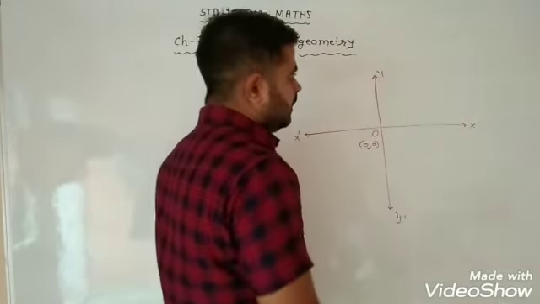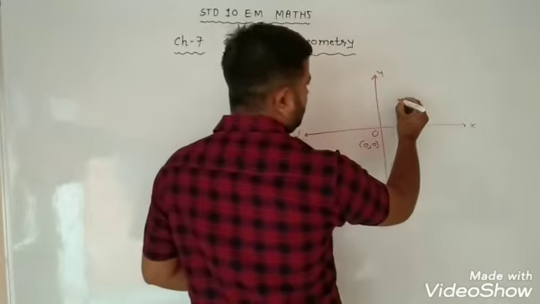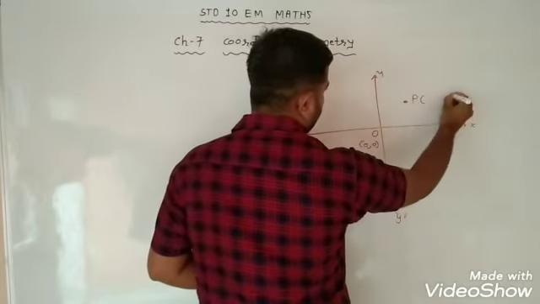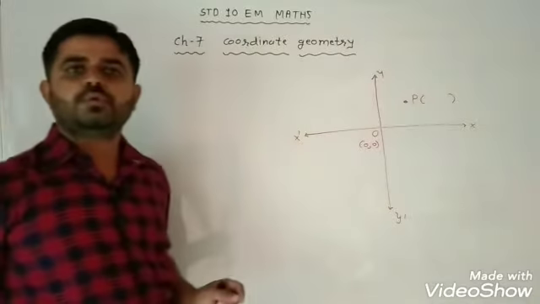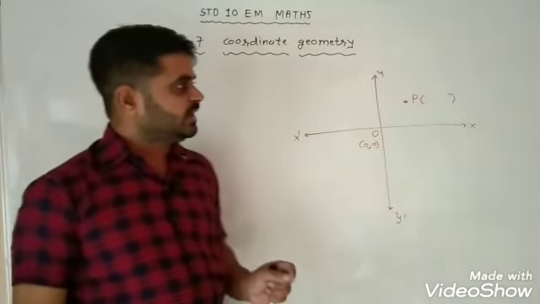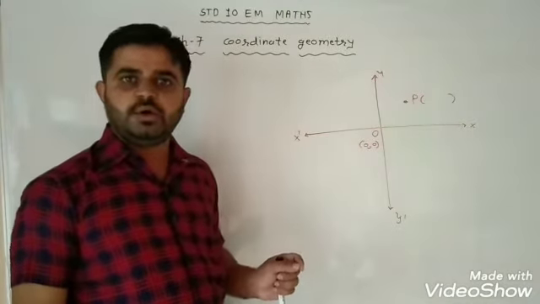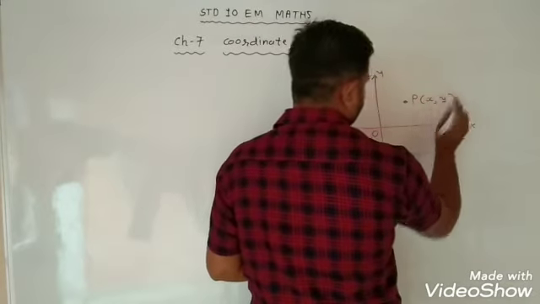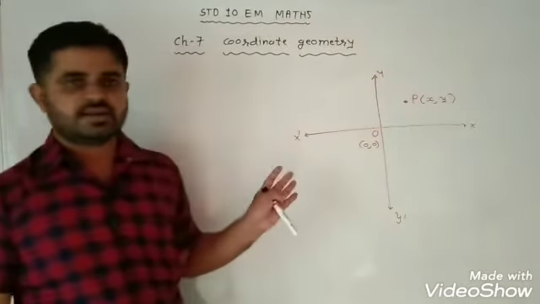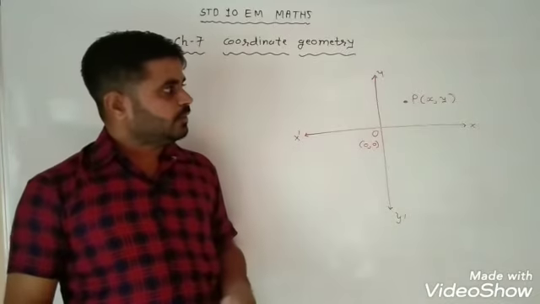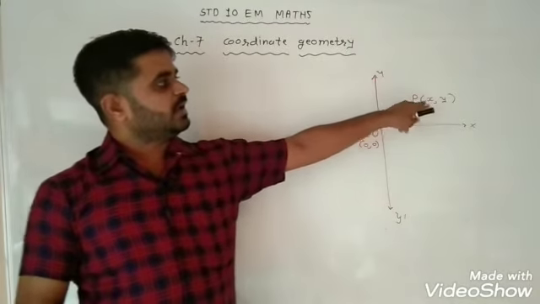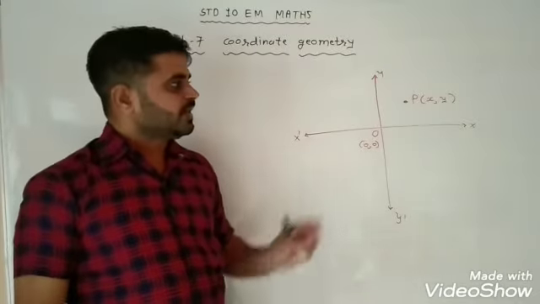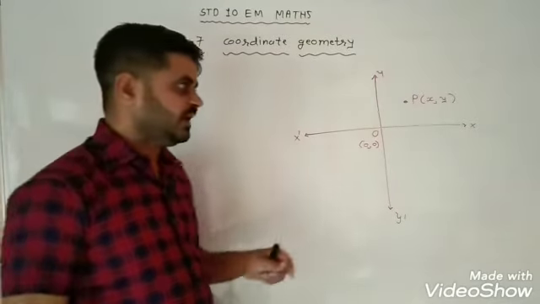Now if we take any point P here, then this point has 2 coordinates. We know them as abscissa and ordinate. Here is x and here is y. We also studied this in standard 9. Now it is a point P (x, y). There are lots of points available. It is a basic concept of standard 9.